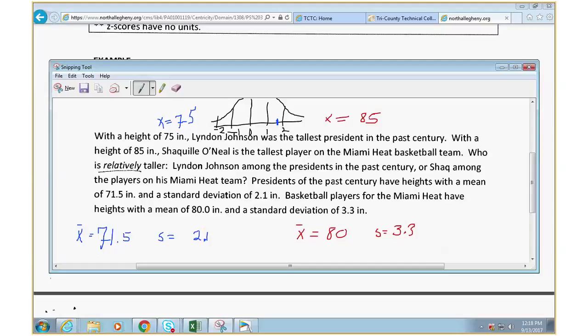All right, somebody calculate Shaq's z-score for me. One point what? 1.51, which is right in here. Who's further away from 0? LBJ. See, the blue one is further away from 0, right? So he's the most outrageous. He's the most unusual. He's the most whatever, taller, longer, shorter, whatever. So what's the answer to the question? LBJ is relatively taller.